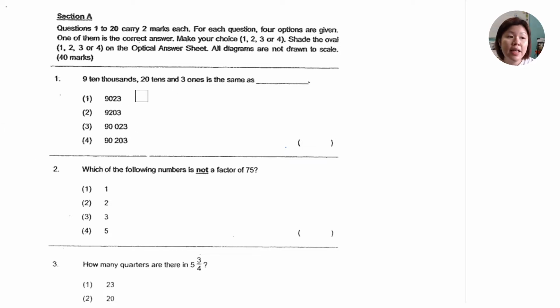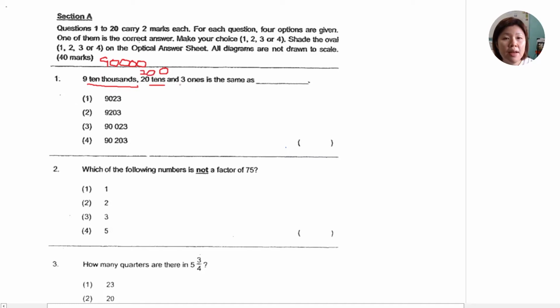Okay, it's 9 ten-thousands, 20 tens and 3 ones. For 10,000, it's actually 9, 0, 0, 0, 0. And if it's tens, it's just 0 with a 20. And then 3 ones, there's nothing, we just put 3 there. So after that, we can plus them together.